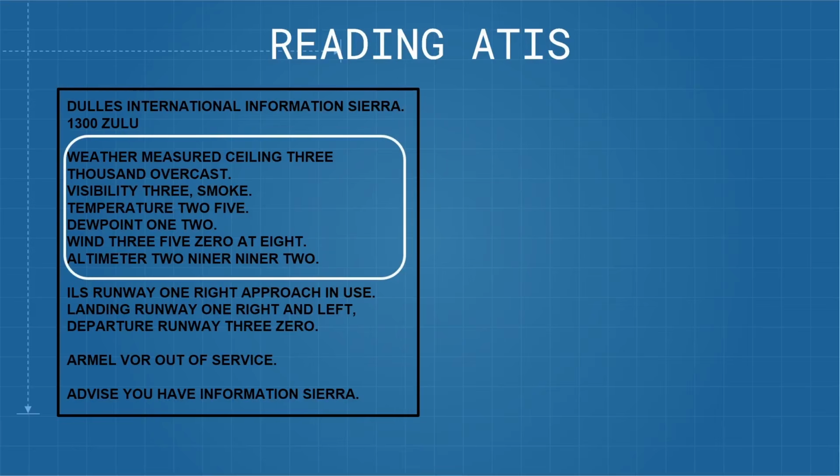The next section is a report on the weather at the airport. The current weather is given in the form of METAR, known as decoded METAR, which we will cover later. And although it's not used in this ATIS, occasionally future weather which is forecast will be given in a form of TAF, known as decoded TAF, which we will also cover later.